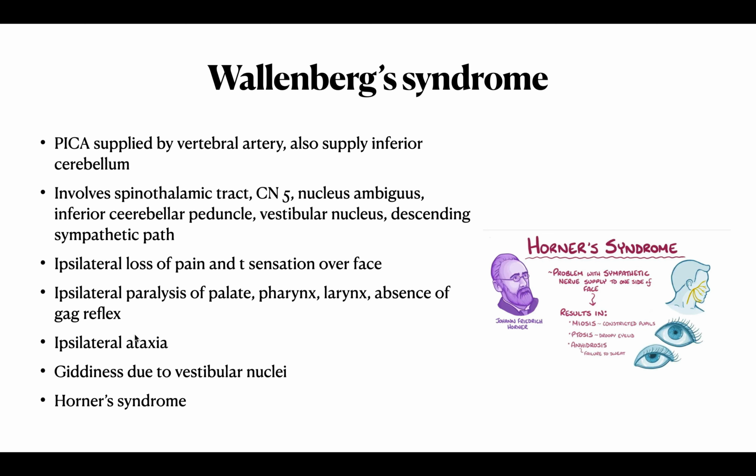Ipsilateral ataxia, of course, there's going to be a problem with the vestibular nucleus. There's going to be a problem with the nucleus ambiguus. And, I misspoke. So all of these throat kind of symptoms are due to the nucleus ambiguus, because that's cranial nerves 9, 10, 11. The ataxia is due to the cerebellar peduncle and the vestibular nucleus.